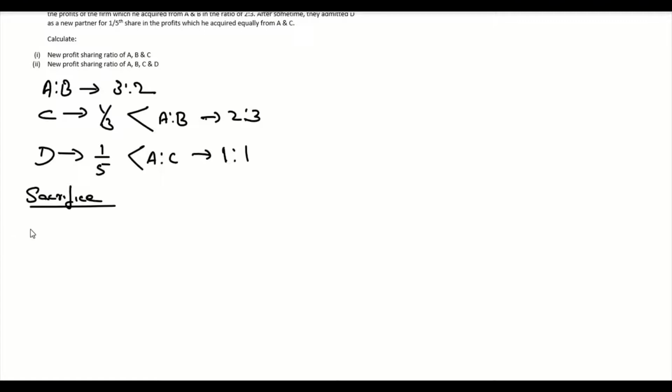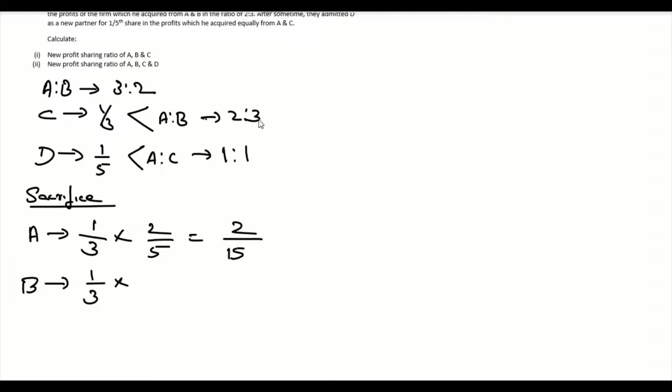So here A is giving 1/3. C is getting 1/3 of the profit, so 1/3 into the ratio 2:3, so it's 2/5. This is the sacrifice that is made by A, which will give you 2/15. Then we have B. On 1/3 of the profit that is given to C, B will give 3/5, in the 2:3 ratio. So here B is sacrificing 3/15 share. So that's about the sacrifice.